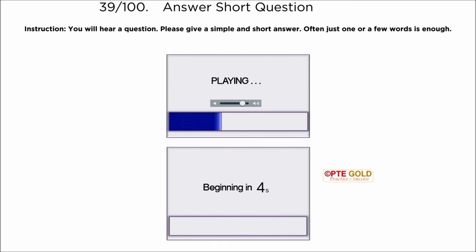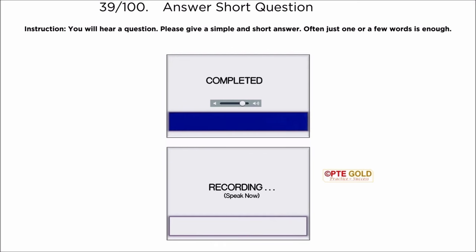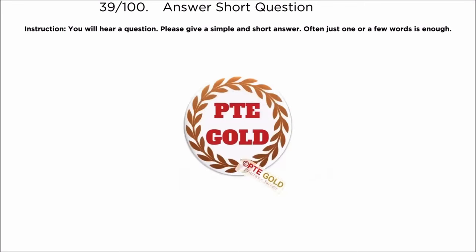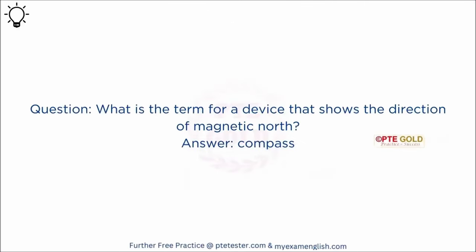What is the term for a device that shows the direction of magnetic north? Compass.